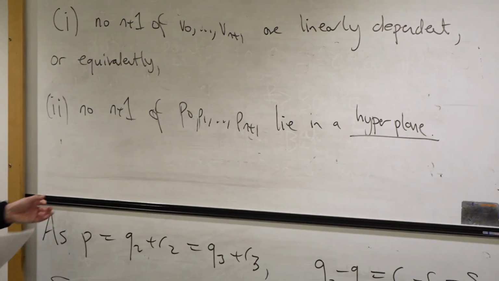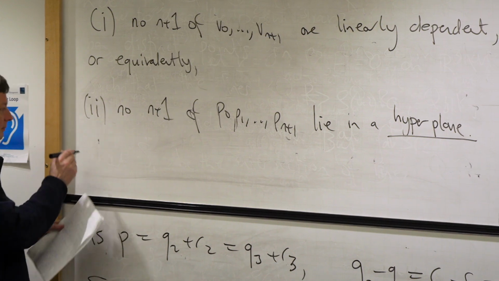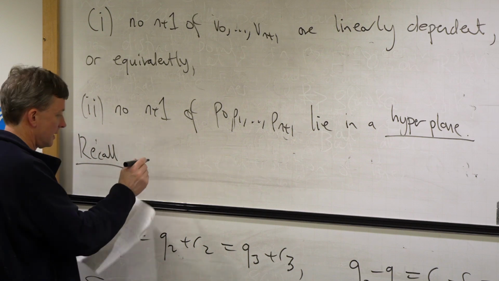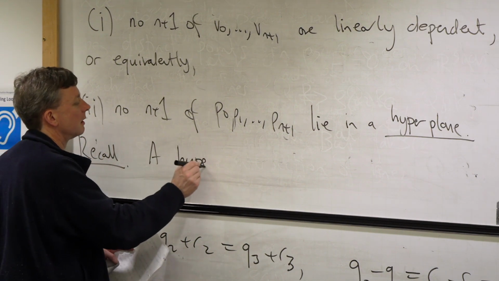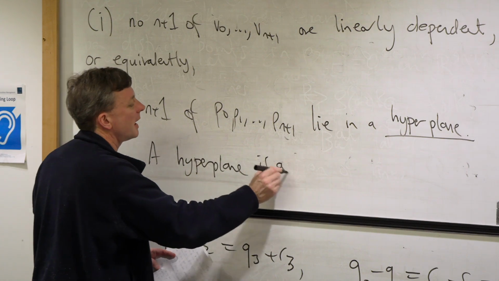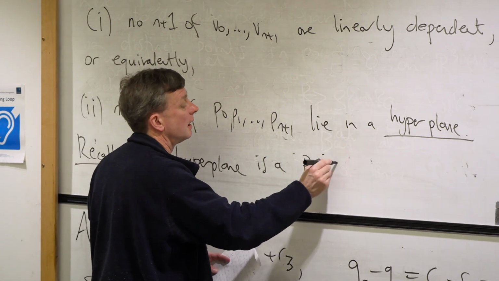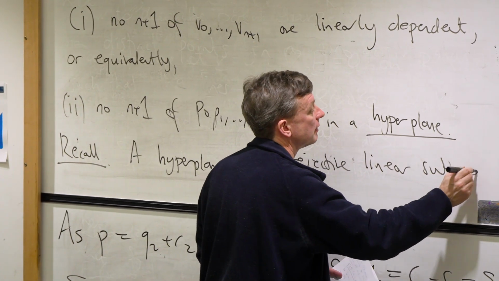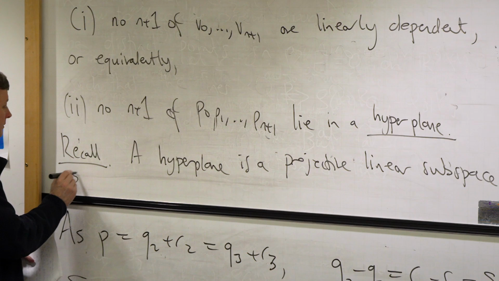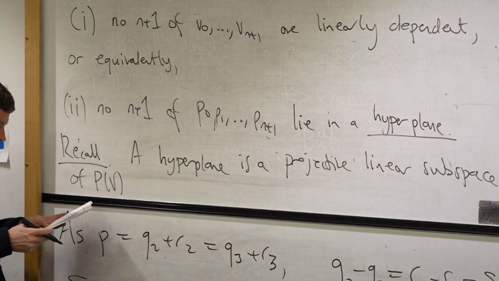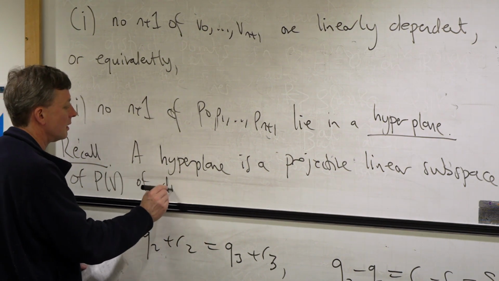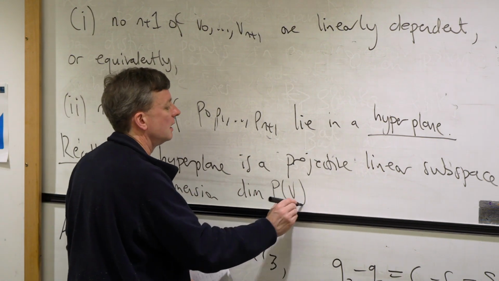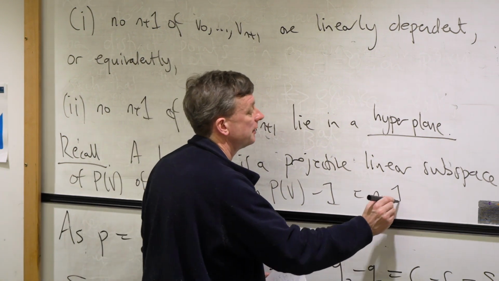So, in case you've forgotten, a hyperplane is a projective linear subspace of P of V of dimension the dimension of big P of V minus 1, which is n minus 1 in this case.